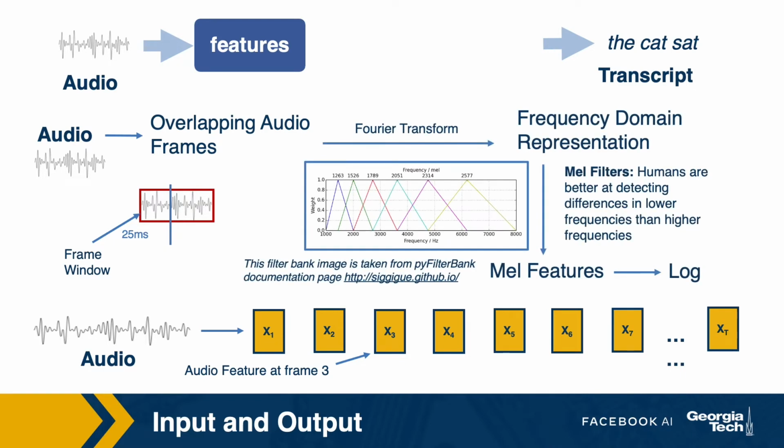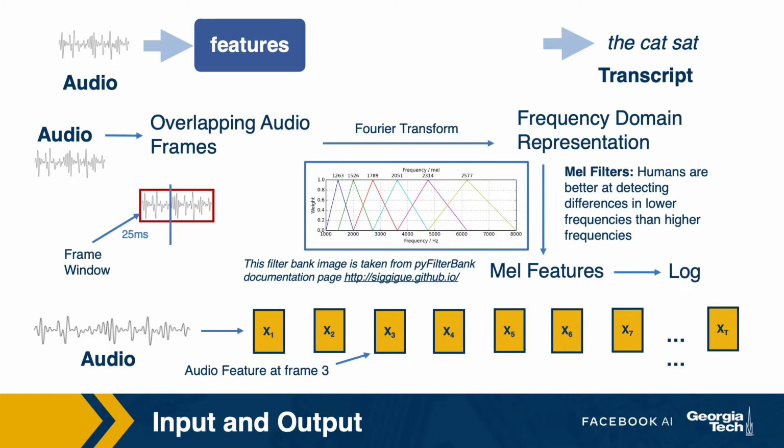Then we use Fourier transform to convert the audio signal into frequency domain representation. We can think of any audio as summation of many different frequencies, and Fourier transform helps us do exactly that. So it helps us convert the audio signal into the frequency domain representation.